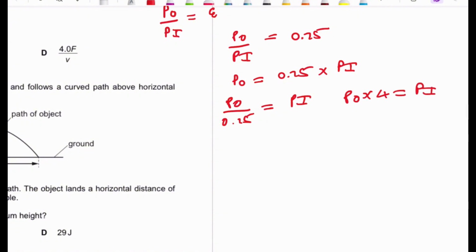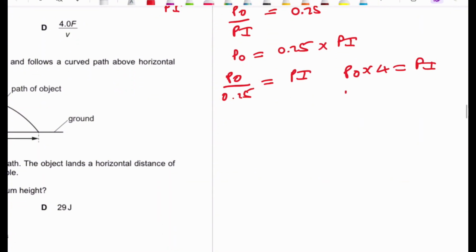Because 0.25 is 1 over 4. So it's 4 times PO, right? But your power output is actually your force multiplied by your velocity. That is what you're doing, right? So essentially, it's 4 multiplied by F multiplied by V, which is actually your power input, right?